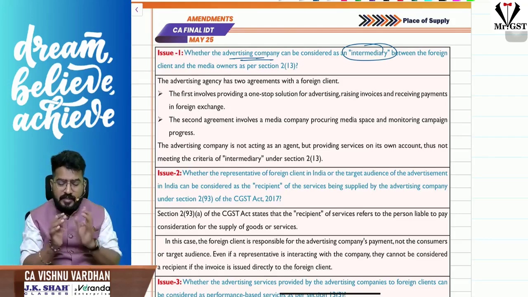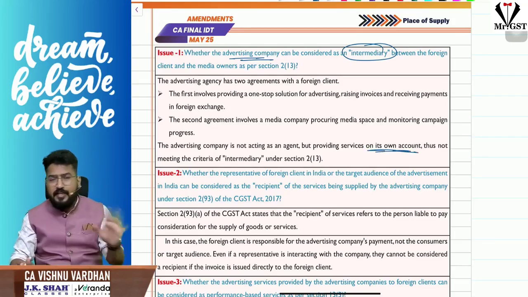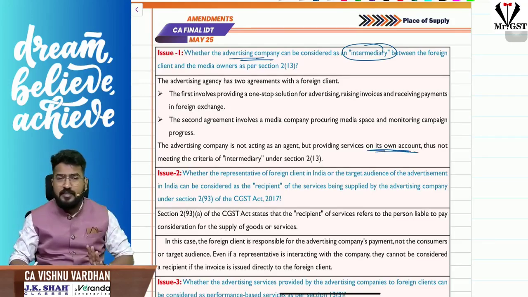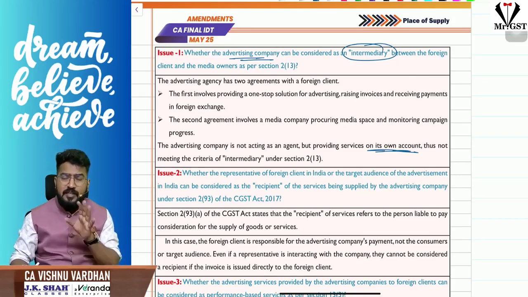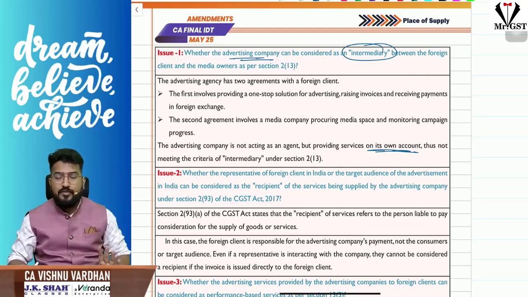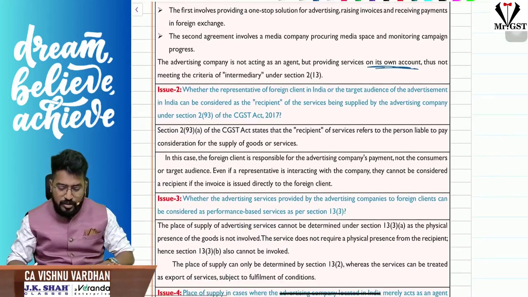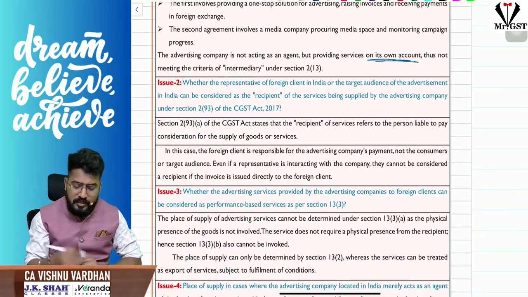So Indian ad agency here is working on its own account. It is not acting as an intermediary. So you cannot call it as an intermediary here, number one. So it is not acting on behalf of Netflix. They are working to provide a service to Netflix on their own account. So they are not an intermediary. This is first clarity.